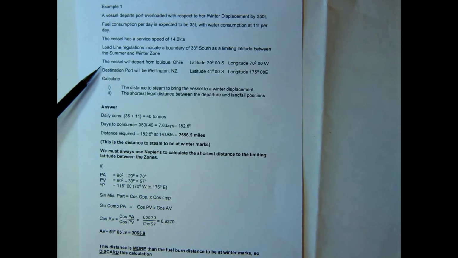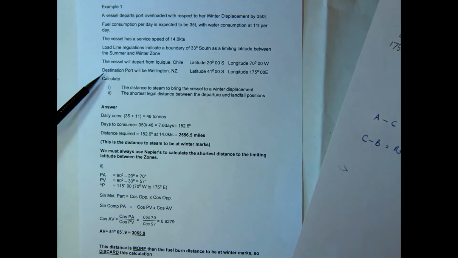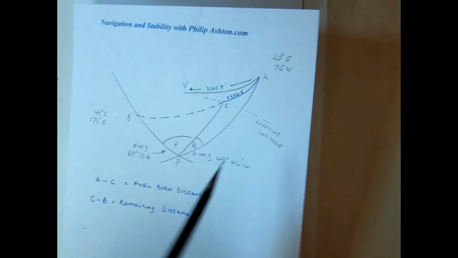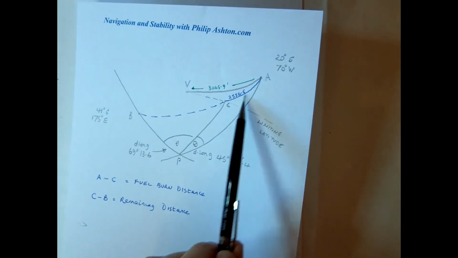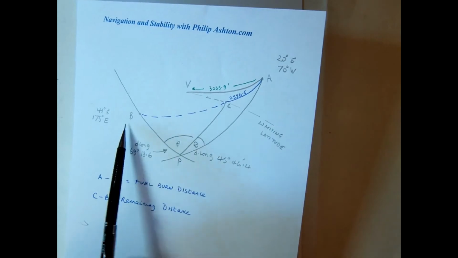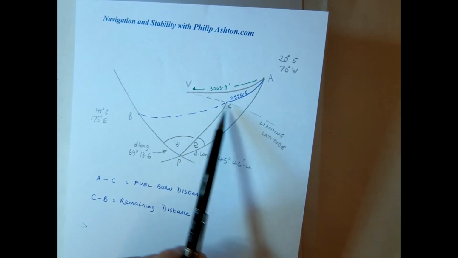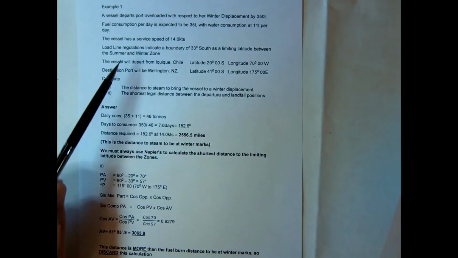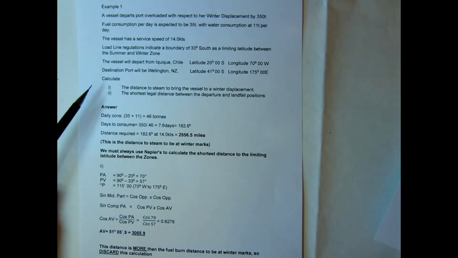We're leaving this position in Chile and going to this position in New Zealand, so 20 south, 70 west to 41 south, 175 east. So that's the route we're travelling, and there's a limiting latitude as we go along here of 33 degrees south.